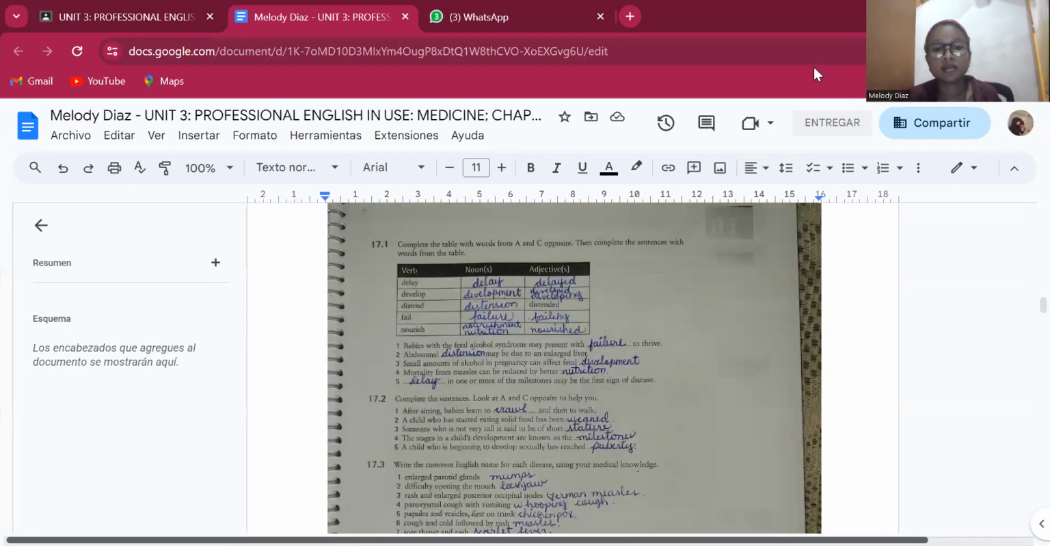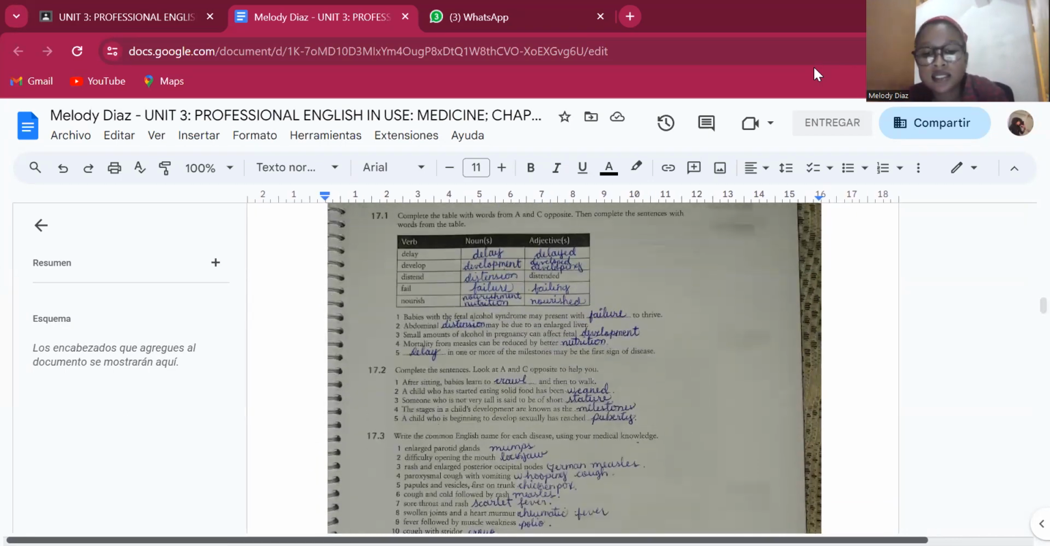Unit 17. Complete the table with words from A and C opposite. 10. Complete the sentences with words from the table. Verb, delay. Noun, delay. Adjective, delayed. Verb, develop. Noun, development. Adjective, developing. Verb, distend. Noun, distension. Adjective, distended.